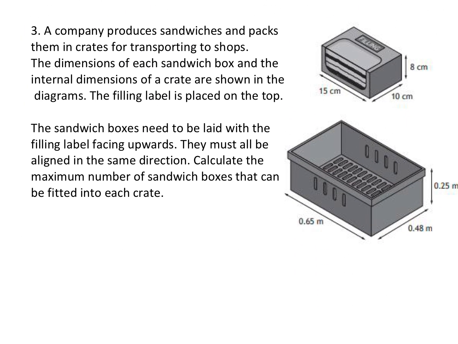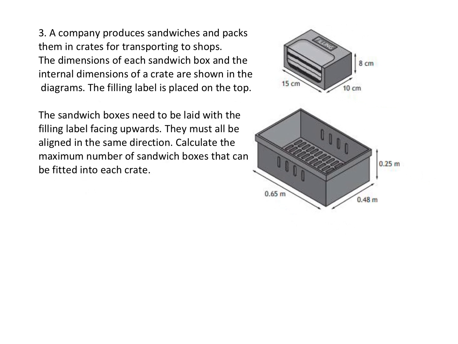Okay, question 3. A company produces sandwiches and packs them in crates for transporting to shops. The dimensions of each sandwich box and the internal dimensions of a crate are shown in the diagrams. The filling label is placed on the top. The sandwich boxes need to be laid with the filling label facing upwards. They must all be aligned in the same direction. Calculate the maximum number of sandwich boxes that can be fitted into each crate.